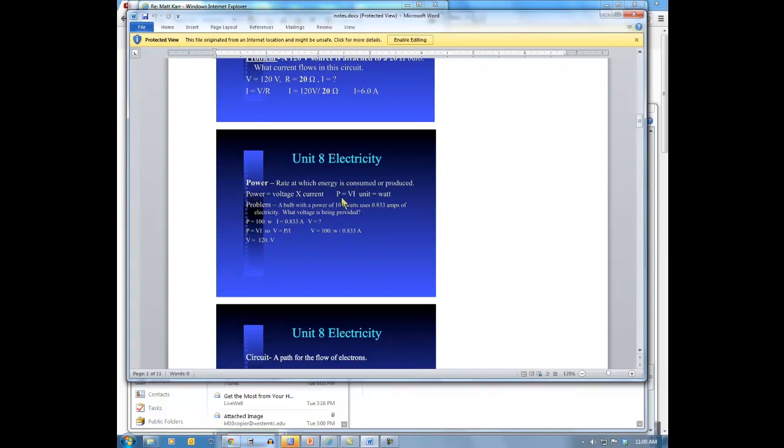So a 50-watt bulb is telling us that I have, let me think about that. Oh, it says right here.